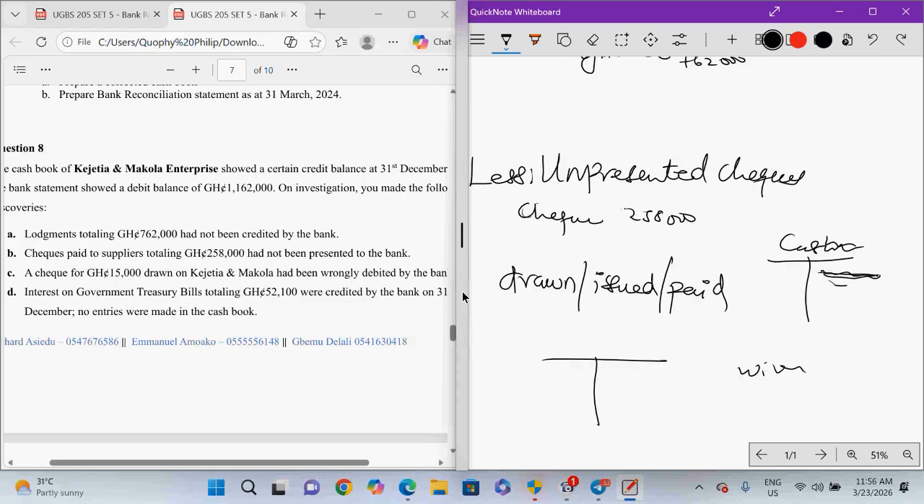Instead of debiting our account, they debited Kwame's account. They're supposed to debit our bank account, but they debited Kwame's account. So that is why they are saying wrongly debited. Even if you hear wrongly debited now, you can just proceed, but I'm just trying to explain it to you. So that is a wrong debit.